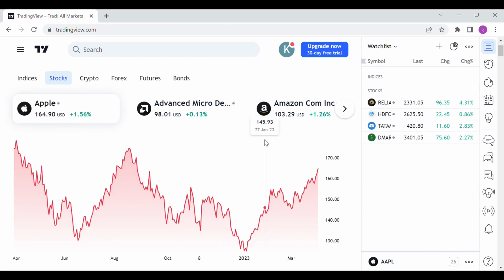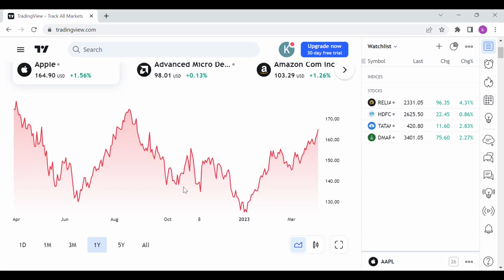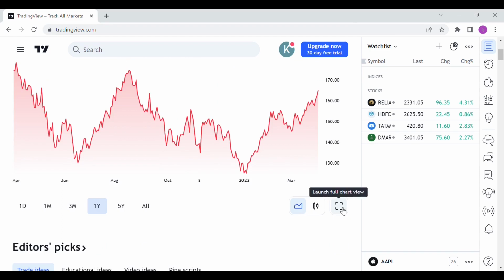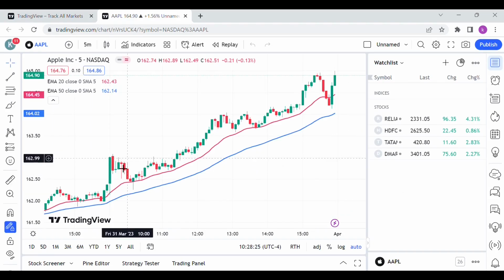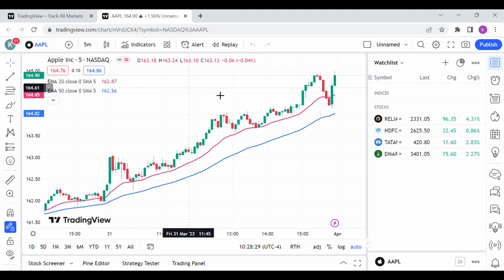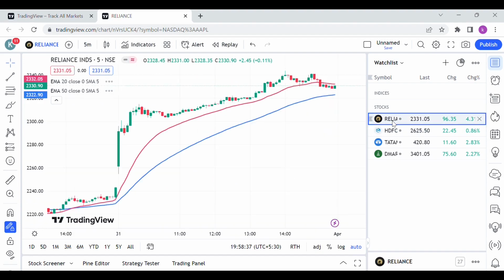Once you click on stocks, just scroll down and click on this icon, launch full chart view. It will immediately take me to the chart view, where you can see how the trading activity looks. Right now there is Apple and Nasdaq. This is related to the US stock market, so we don't want to get into this.